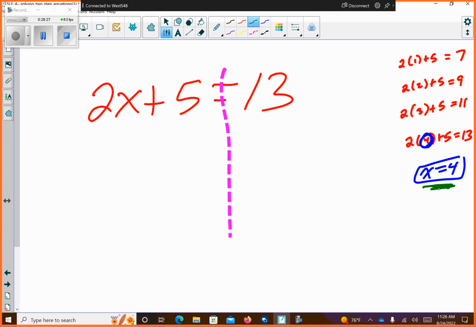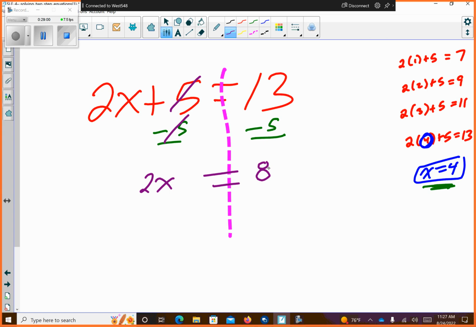Thoughts? Subtracting 5 on both sides. Okay, stop there. I like your thought. The thought is, what happens if we subtract 5 from both sides? Because that's positive 5 and that's negative 5, they go away. Agreed? And that means that on this side, I'm left with 2x. And on this side, 13 subtract 5 is 8.